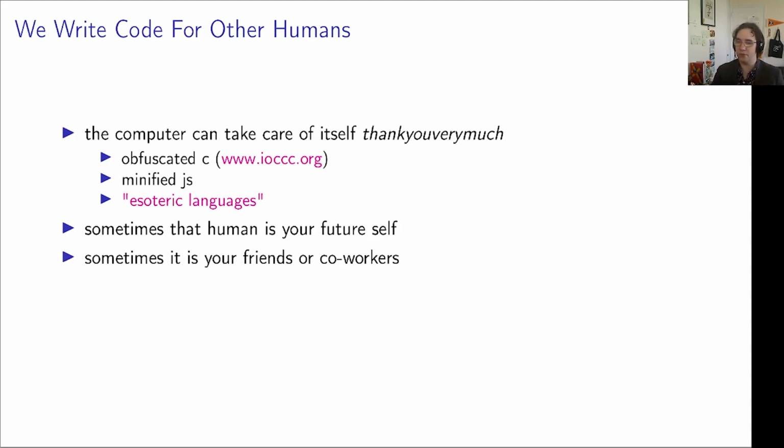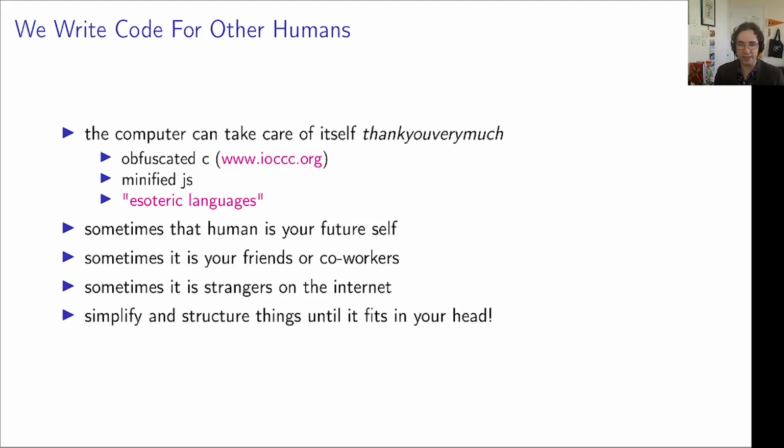Other times your collaborators are your friends and coworkers, or sometimes they're strangers on the internet. But in all cases, our job as a developer is to use the tools we have and then produce new tools which simplify and structure the problem into something that we as humans can read and understand and reason about.